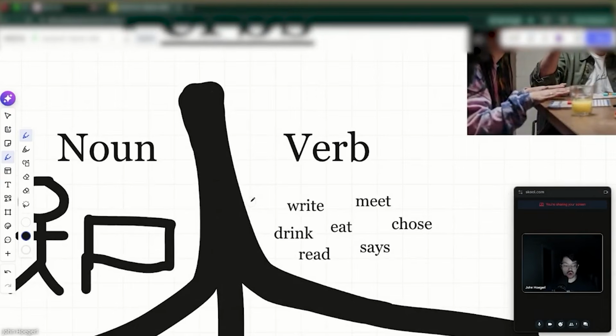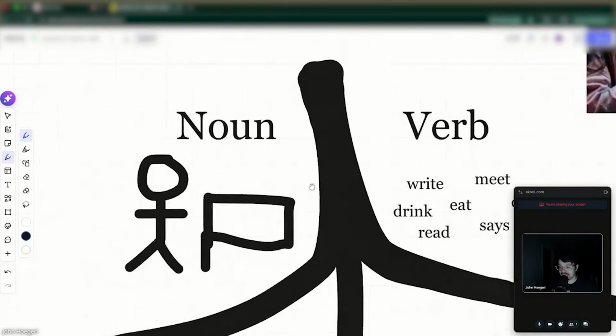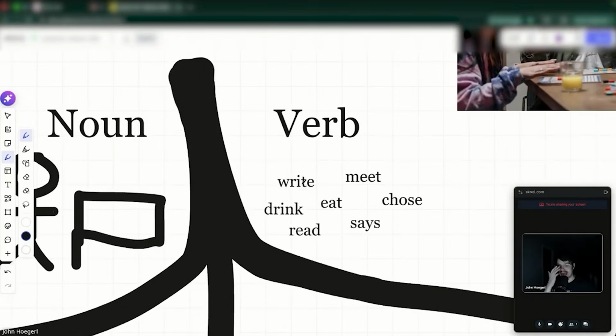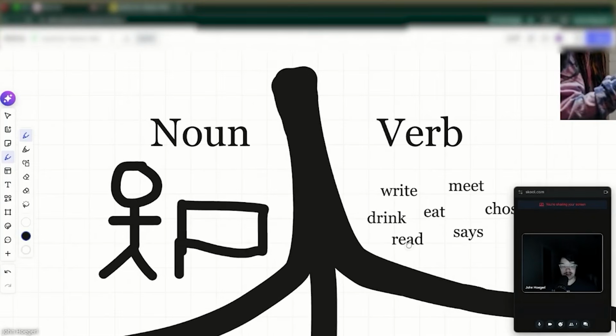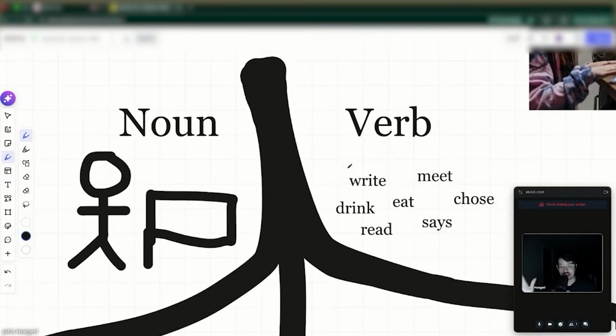Meanwhile, verbs are, of course, actions. They should be connected to nouns. Nouns should be the things doing the action, and verbs are basically things the nouns can do. So write, meet, eat, drink, choose, read, say. I can read, I can drink, I can eat, I can write, I can meet, I can choose, I can say. And anybody can do those things. So that's a core difference between those two things.